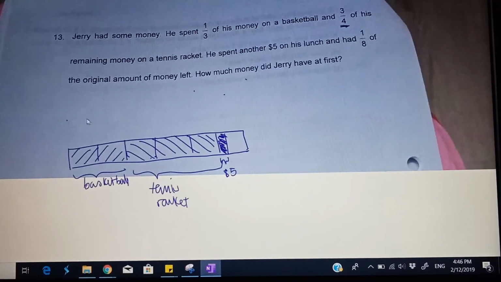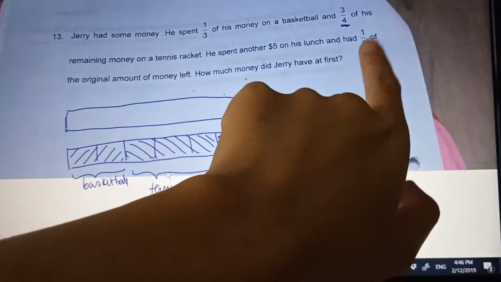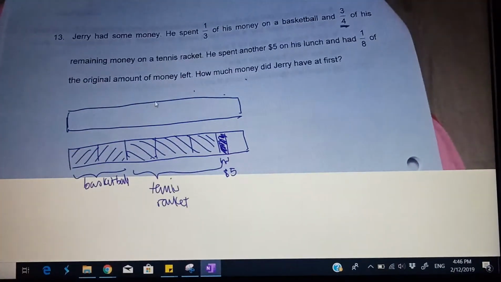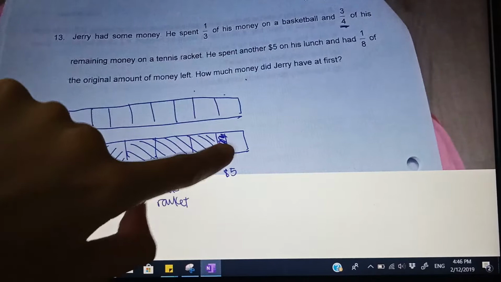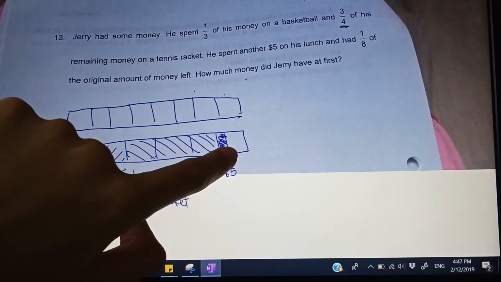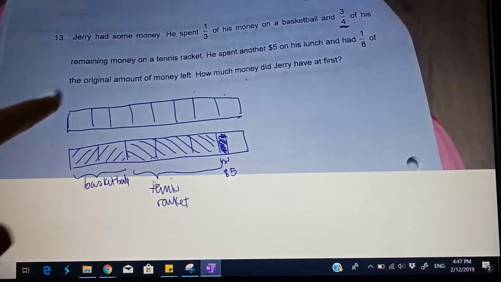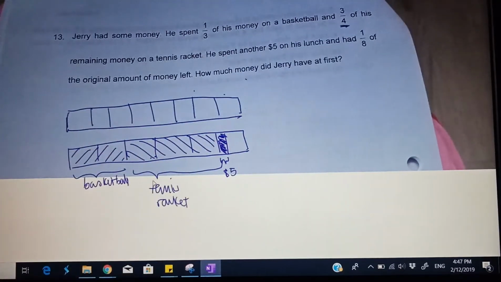So actually, if you split Jerry's amount of money into 8 units, right? Because 1/8 of the original amount, 8 units, so at the denominator, 8 units. Right, 8 units. 1, 2, 3, 4, 5, 6, 7, 8. This amount of money left corresponds to 1/8 of the original amount of money. So this is actually 1 unit in this model when the model is split into 8 units rather than 6 units over here. Okay?